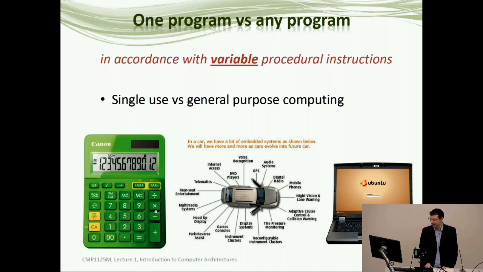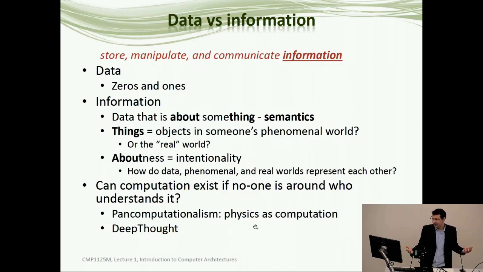So this is probably not a computer because this only runs the calculation. This is a computer because you can write Space Invaders for it. Probably some of these are and some aren't because you can write Space Invaders for some of them. You have this notion of data versus information. So data is just zeros and ones. It doesn't mean anything. Information is data that is about something.